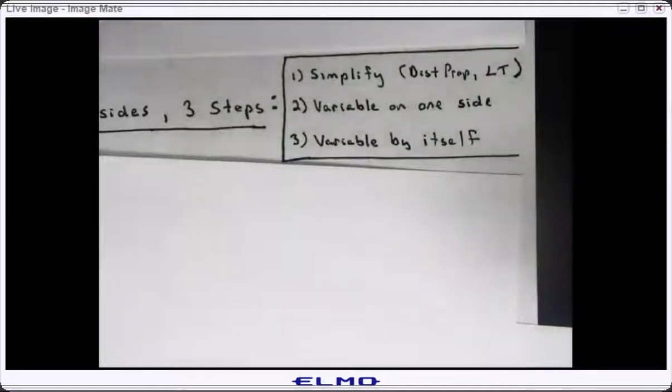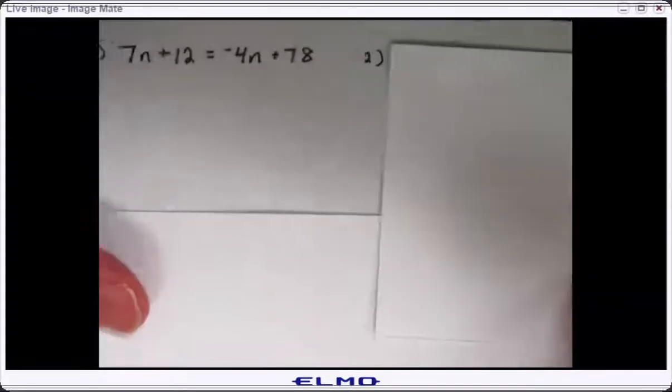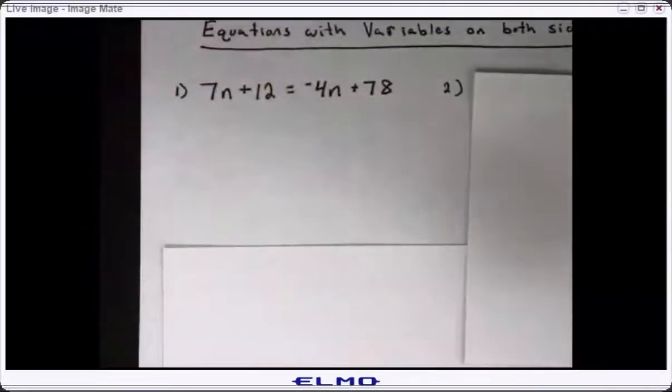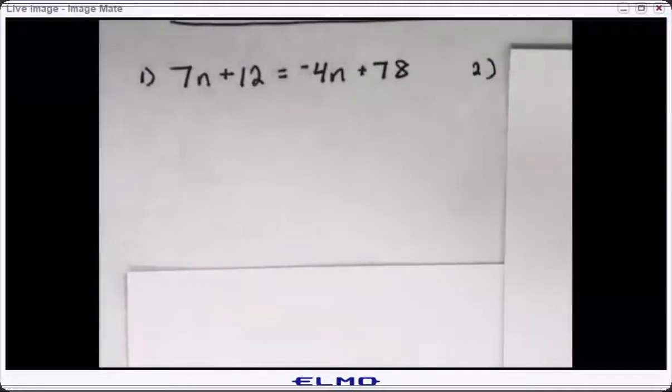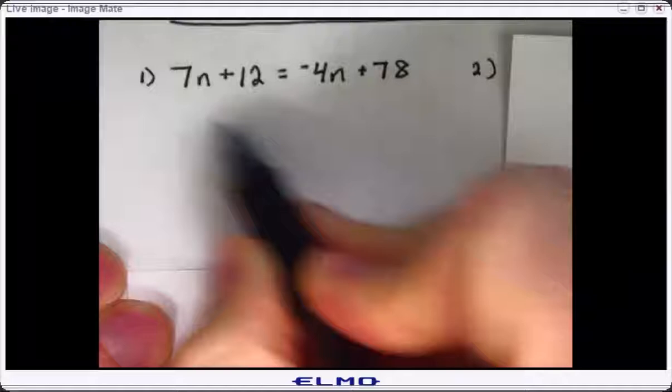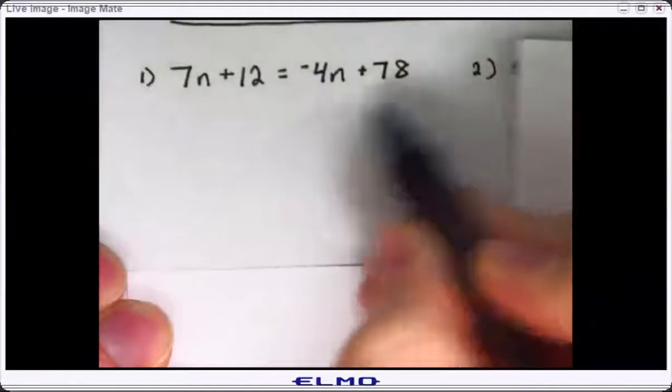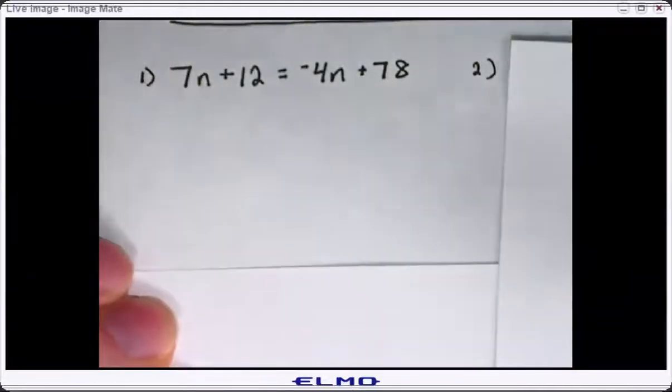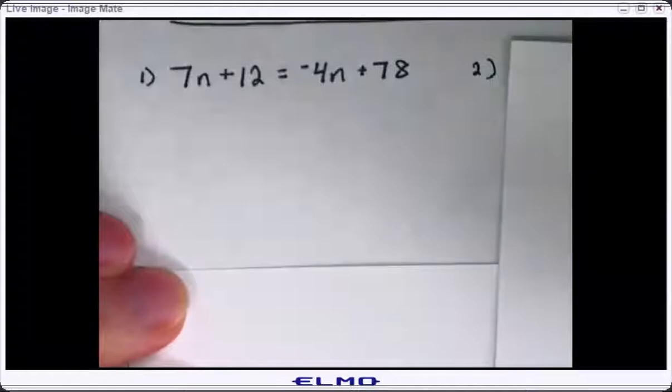the equation first. Once both sides are simplified, then you get the variable on one side, which is what we're going to talk about in this video. Then you get the variable by itself. So we will start with this one. Step 1, simplify. Both sides are already in simplest form. I don't have any distributive property or like terms on this side or this side, so step 1 is taken care of. Step 2, get the variable on one side.